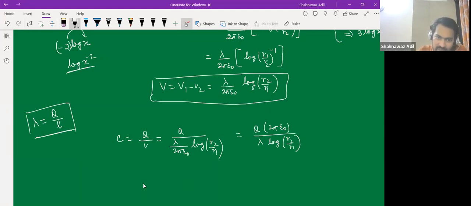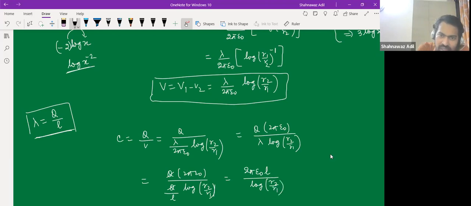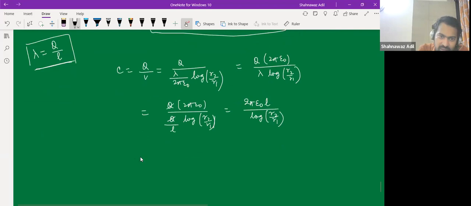So if I replace this Q by L, right? And then log of R2 by R1. So this Q cancels and this L goes in the numerator. So this is 2 pi epsilon naught L by log R2 by R1. So this is the capacitance of a cylindrical capacitor: 2 pi epsilon naught L divided by log of R2 by R1.